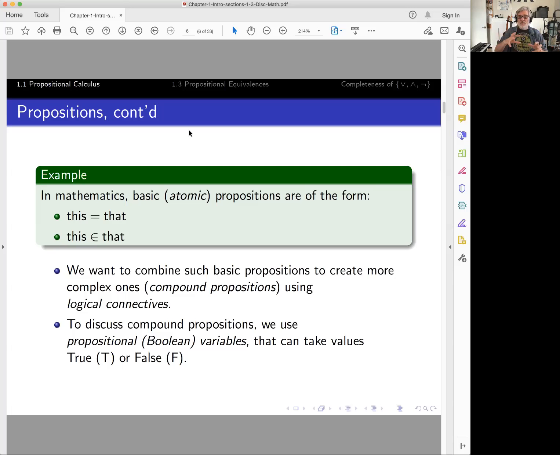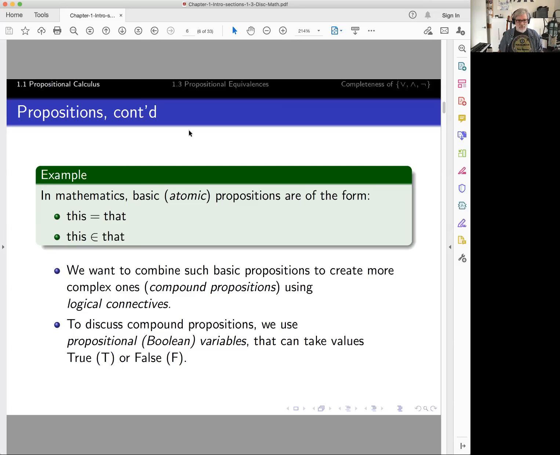Of course, if you play only with propositions like this, it's not going to get deep very quickly. So you want to build propositions around these basic propositions, which are called compound propositions. How do we do that? We have connectives, like operations on propositions, to make bigger propositions out of the smaller, basic ones. To talk about this, I will use Boolean or propositional variables, which, as I said earlier, are variables that can take the value true or false.